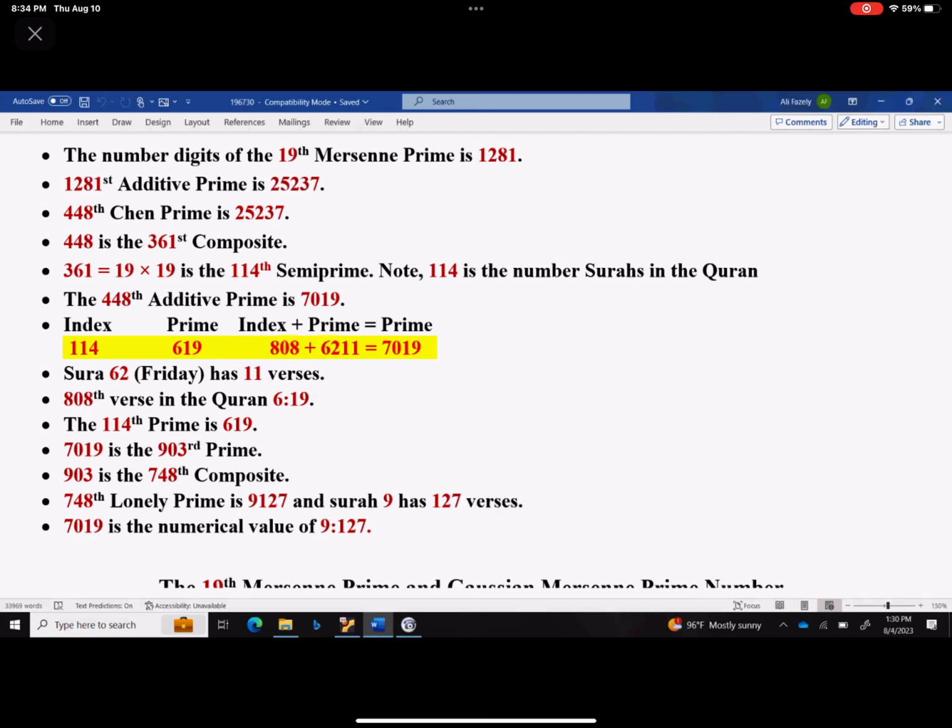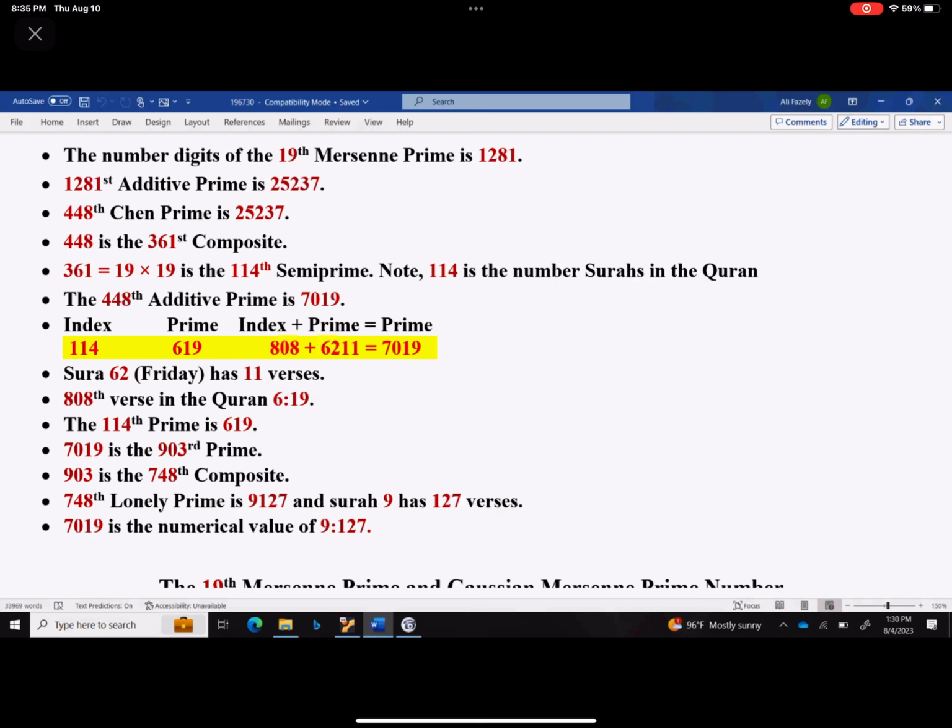448's additive prime happens to be 7019. Well, there we go. 114's index additive prime is 7019, and it corresponds to the 619th prime. The 114th prime is 619. And that means the index additive prime is 808, which is the index of 6211, which is equal to 7019. It happens that chapter 62, which is called Friday, has 11 verses.